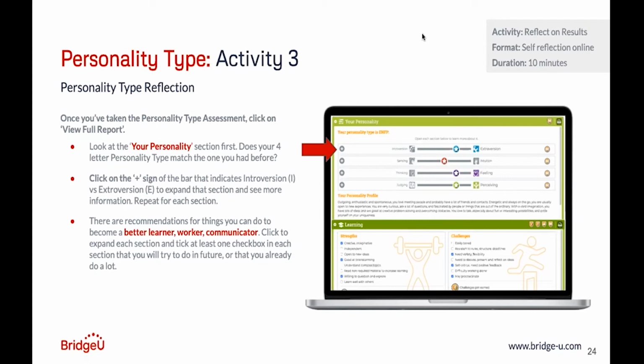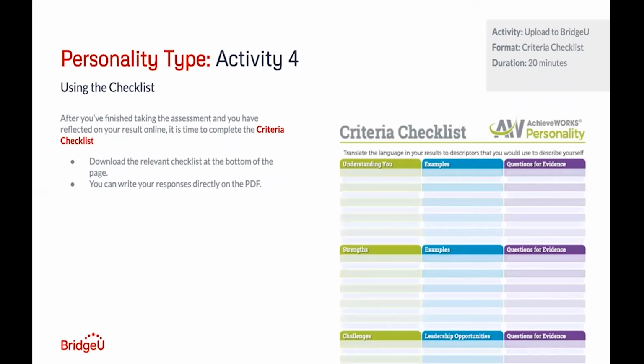As before, there is a lot of information to take in. So to help you break it down, there's a criteria checklist available for personality. Download this now on the bottom of the page and listen to Susie's tips before trying to complete it.